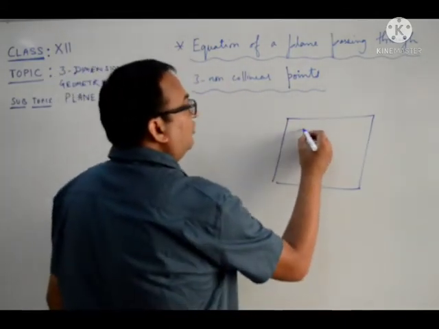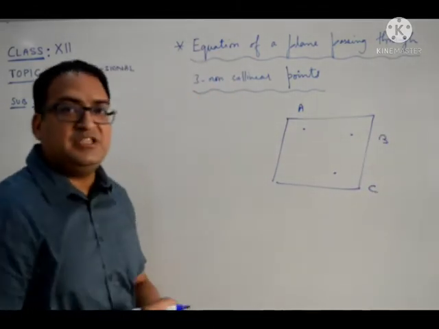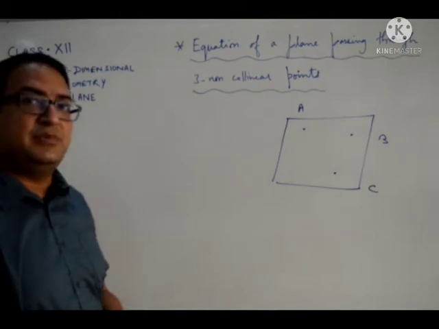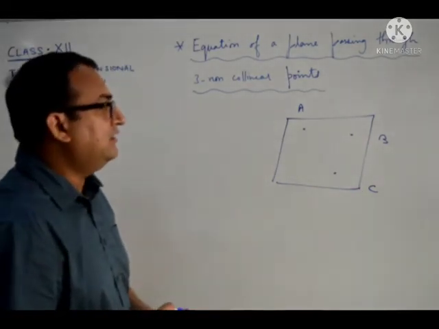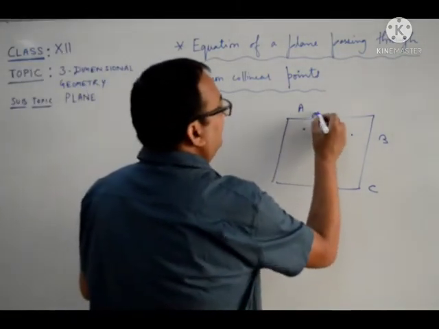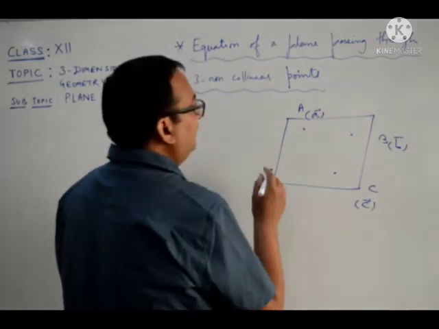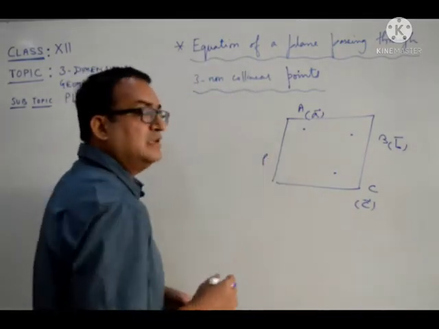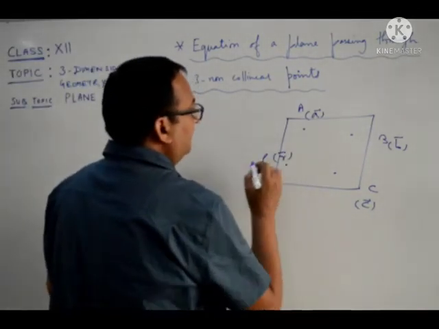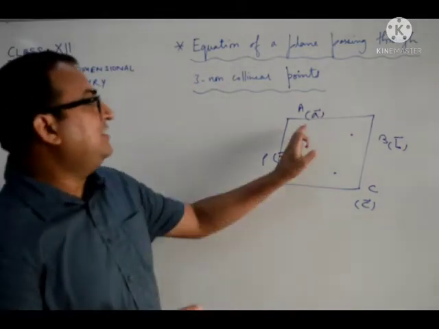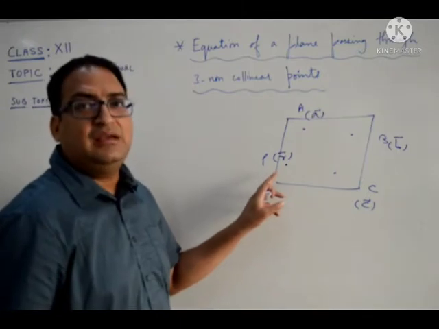So we have 3 non-collinear points, say A, B and C. A, B, C are 3 non-collinear points in space, and this is a plane which passes through these 3 non-collinear points. Say these points have position vectors a vector, b vector and c vector, and we need to find the equation of the plane. For that, let us assume an arbitrary point P having position vector r vector. So r vector is any point on the plane. A, B, C are fixed non-collinear points through which the plane passes, but this point P is any point on the plane.